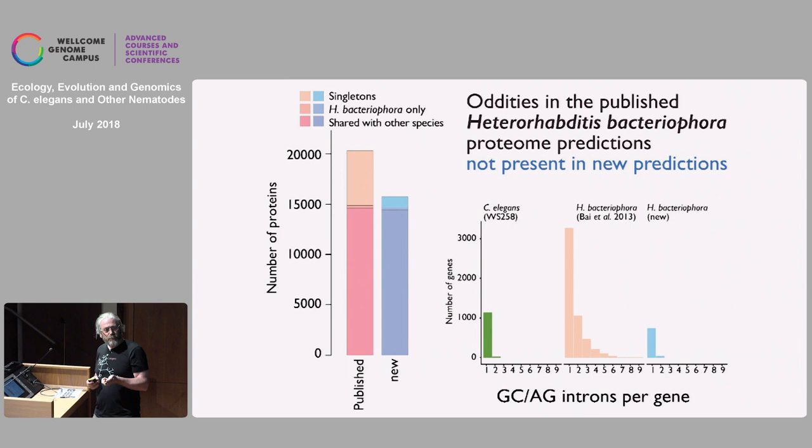So we've reannotated the Heterorhabditis bacteriophora genome using RNA-seq, and we get a small number of unique genes, which is normal, about 1,000. Many more of these proteins match better to other proteins from other nematodes, and we have a normal number of GTAG introns. So I think we can go back and reannotate these genomes in a consistent way.